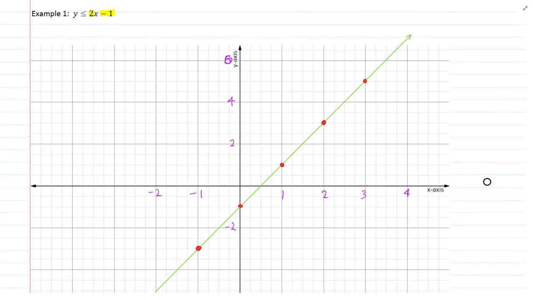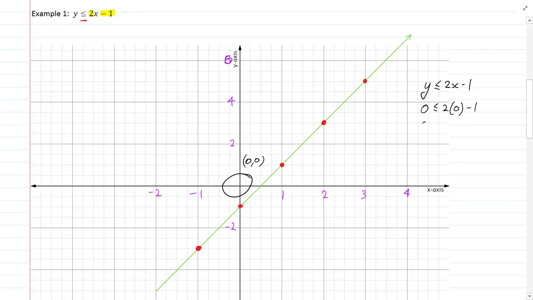Now we need to sketch the region. So let's just note here the important things about the region. This says y is less than or equal to 2x minus 1. So to test this, I'm going to pick a point. And wherever I have the opportunity, I'll pick this point here, 0, 0, because it's really the easiest one to substitute in. So I'm going to start with y is less than or equal to 2x minus 1, and I'm going to put in 0, 0. Is 0 less than 2 times 0 minus 1? So is 0 less than -1? And the answer is that this is false.